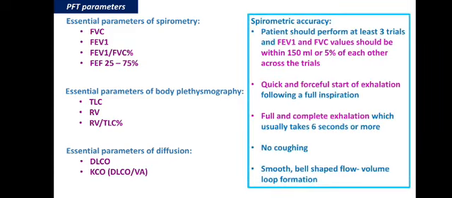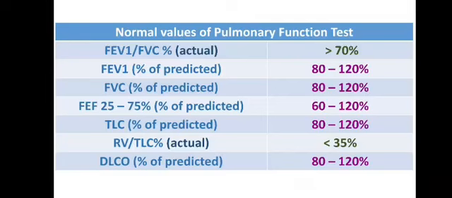Spirometric accuracy: how can we make the data accurate? Patients should perform at least 3 trials, and the FEV1 and FVC values should be close to each other, within 150 ml or 5% of each other across the trials, and the best one should be considered. Quick and forceful start of exhalation following a full inspiration. Full and complete exhalation, which usually takes 6 seconds or more. No coughing. A smooth bell-shaped flow volume loop formation is characteristic.